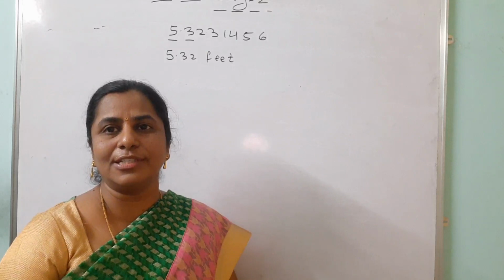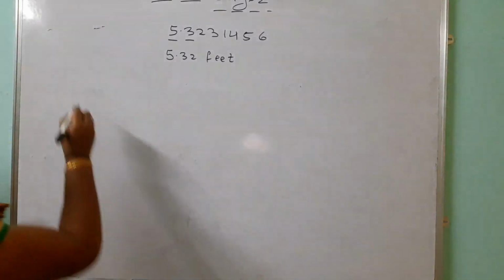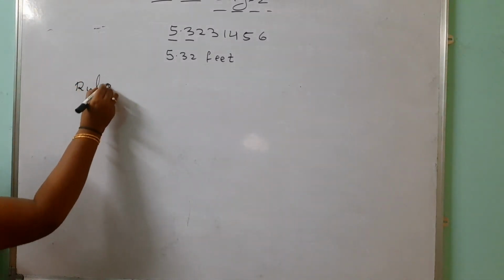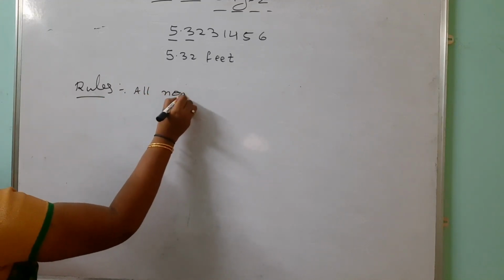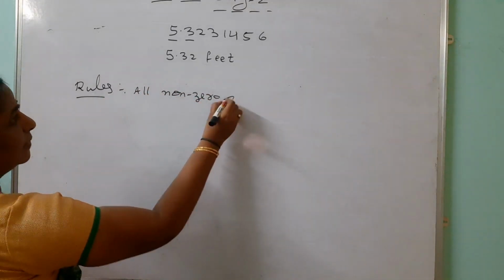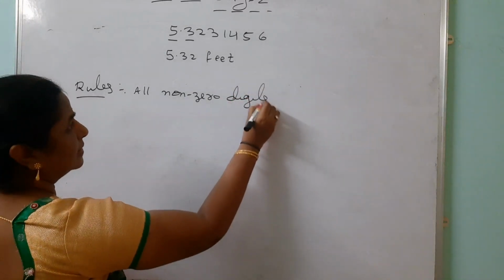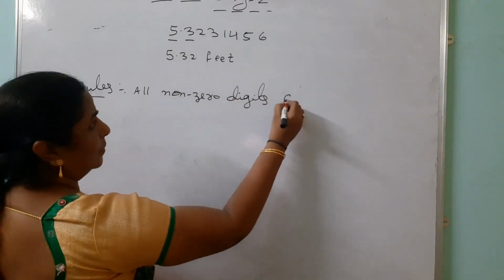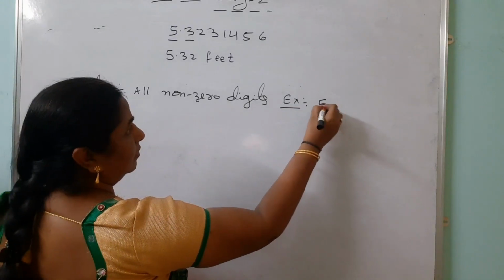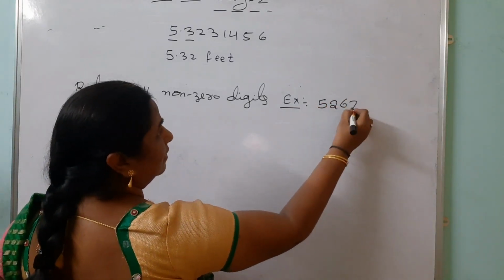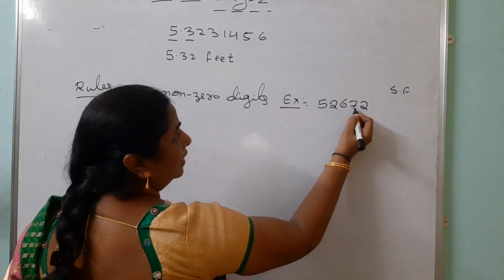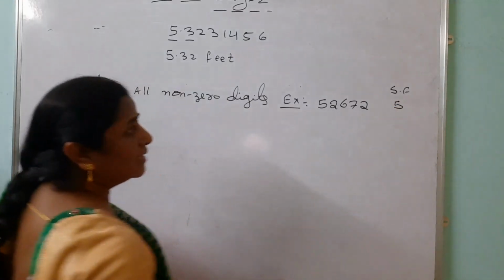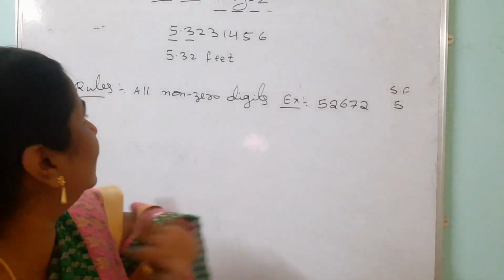Then what are the rules for significant figures? Look. What are the rules? All non-zero digits are significant figures. For example, 5, 2, 6, 7. How many significant figures? 1, 2, 3, 4, 5. All are non-zero digits. So these are the significant figures.